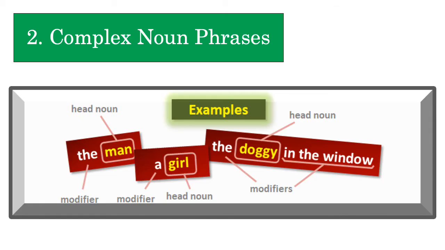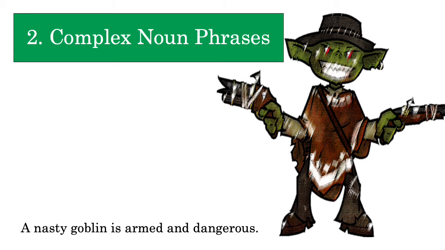Okay, let's turn to complex noun phrases. These are where you don't just have a simple P is a Q or something like that, but you end up having multiple adjectives that you're using to modify your noun. For example, let's take the sentence, a nasty goblin is armed and dangerous. Right? Here the complex noun phrase is nasty goblin. We actually also have a complex predicate because we don't just have armed or just dangerous, we have armed and dangerous. Furthermore, this is what we call an existential noun phrase.